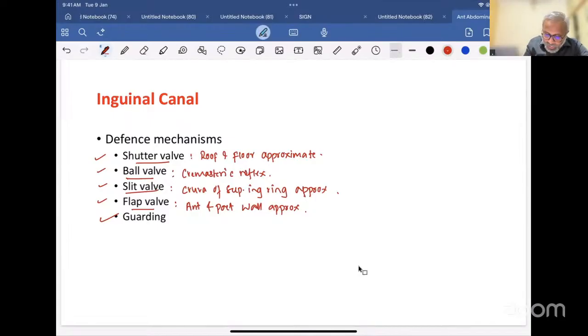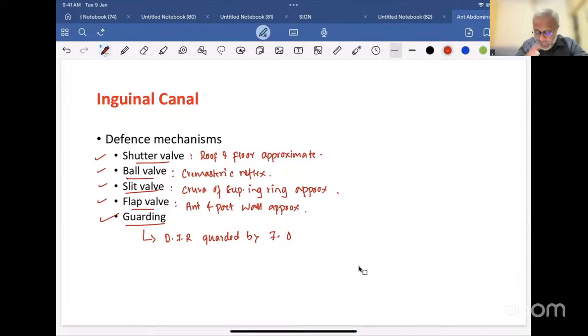Then what do we write for the guarding mechanism? Remember, in guarding mechanism, what we need to mention is that the deep inguinal ring is guarded by the internal oblique muscle, right? So what is deep inguinal ring? It is an opening or defect in fascia transversalis, right? Now this is strengthened by the internal oblique. So this we can mention as the guarding mechanism.